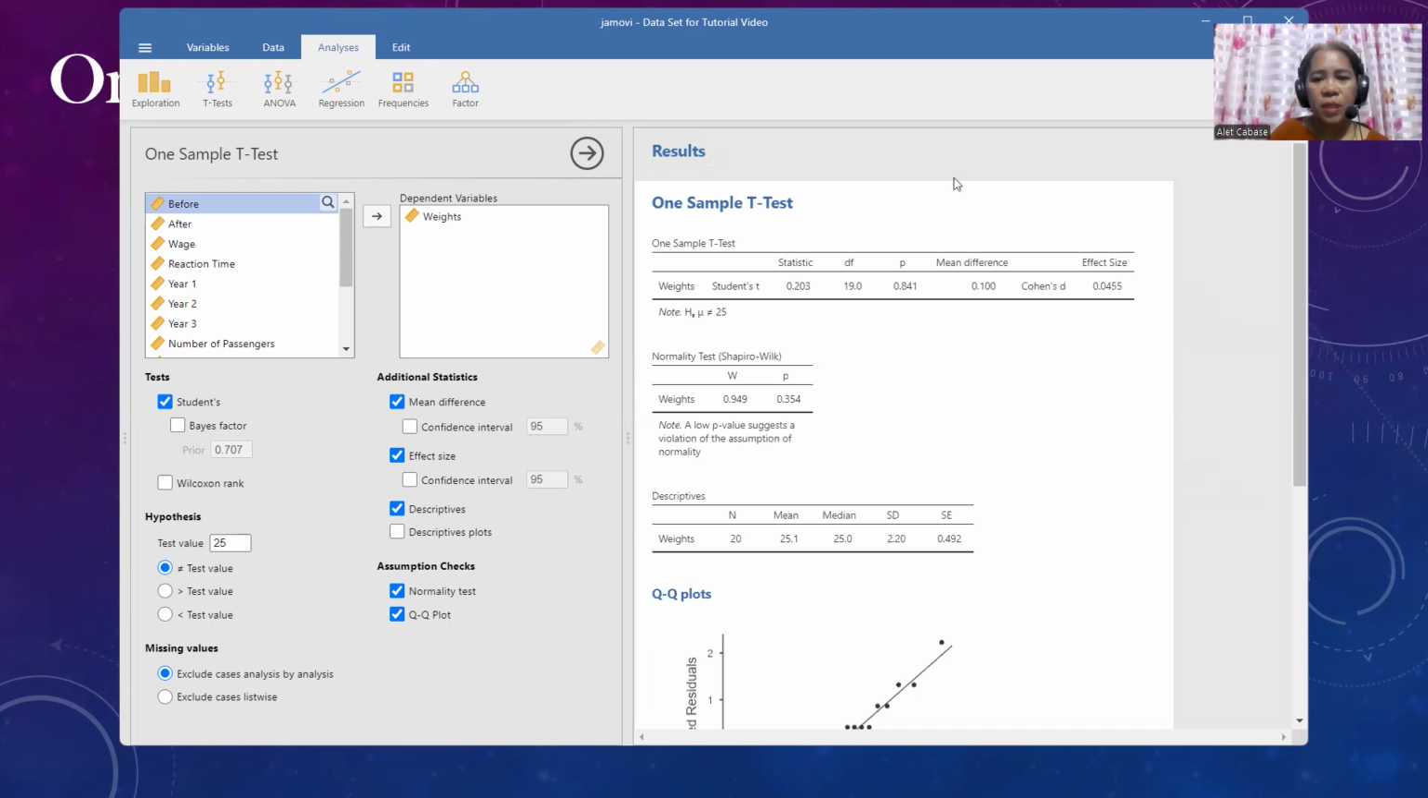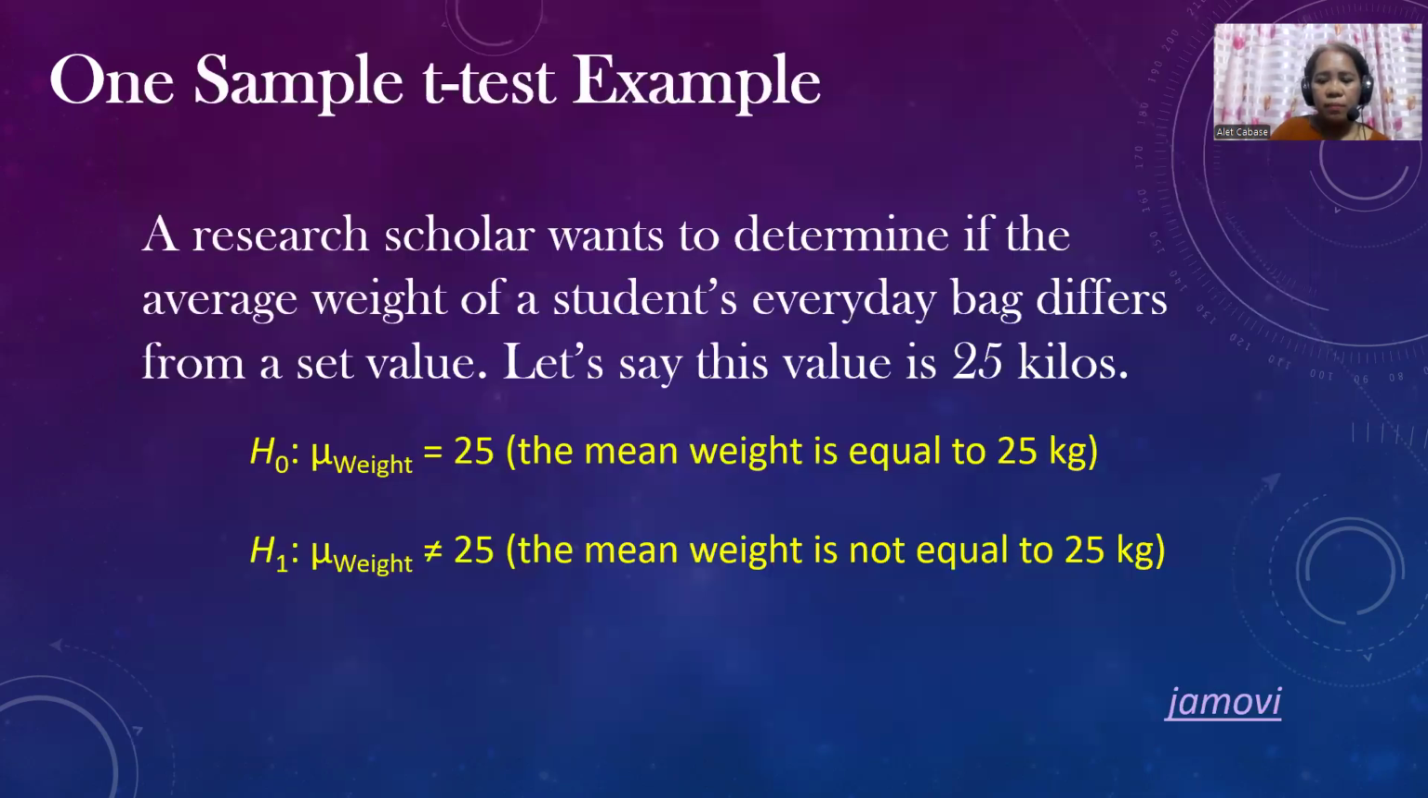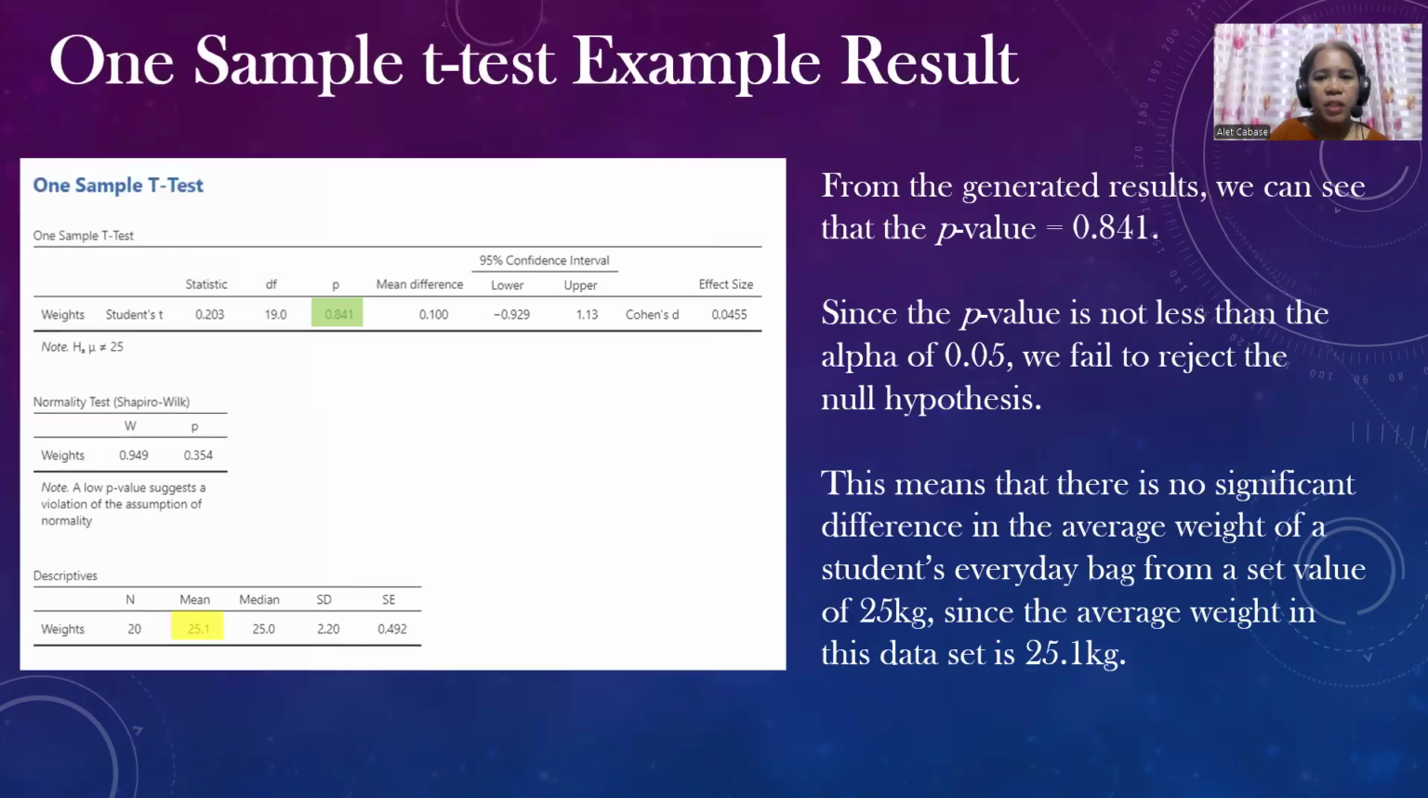So now let's interpret these results. So from the generated results, we can see that the p-value is 0.841. Since the p-value is not less than the alpha of 0.05, we fail to reject the null hypothesis. This means that there is no significant difference in the average weight of a student's everyday bag from a set value of 25 kilograms, since the average weight in this dataset is 25.1 kilograms. So the mean difference of 0.1 kilograms is insignificant. Okay?